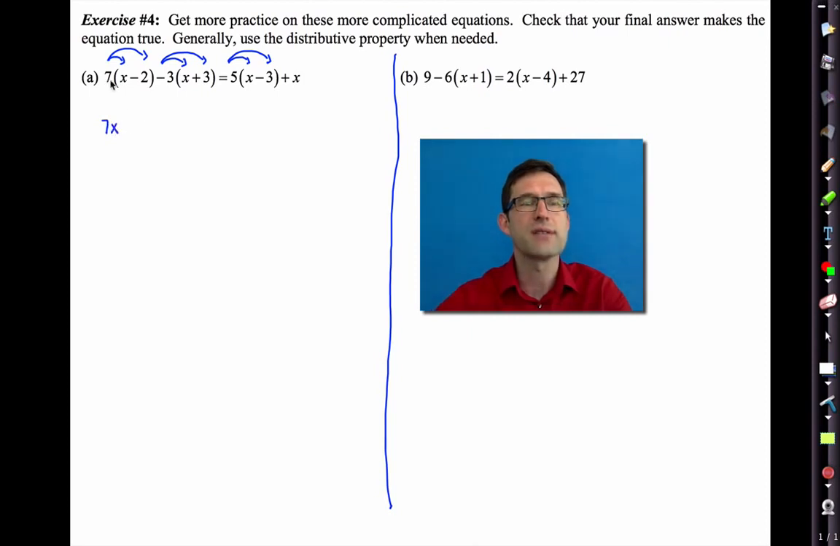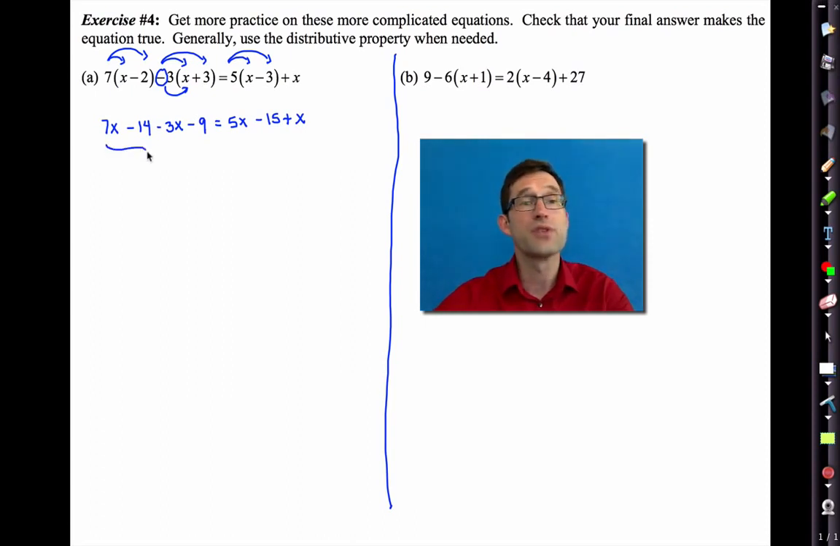We'll have 7x, and then we'll have 7 times 2, which is 14. Now here it's a little bit tricky because there's this subtraction, so distribute the subtraction as well. Negative 3 times x would be negative 3x, and then negative 3 times positive 3 would be negative 9. This side of the equation is a little bit easier. 5 times x is 5x, 5 times negative 3 is negative 15, and then we have plus x.